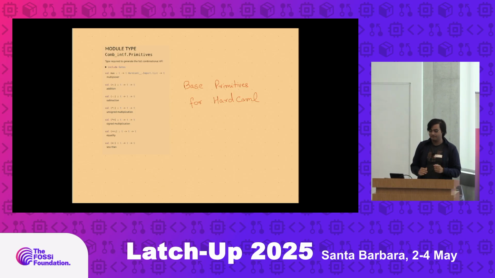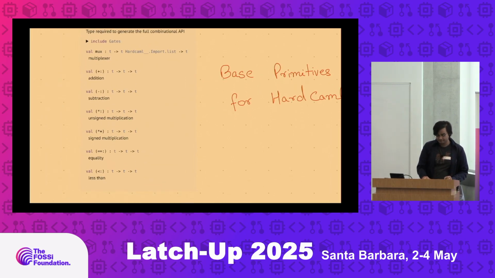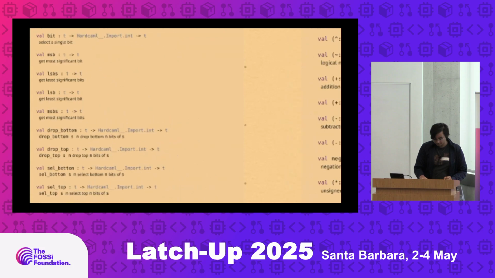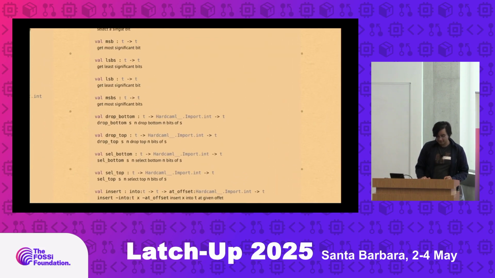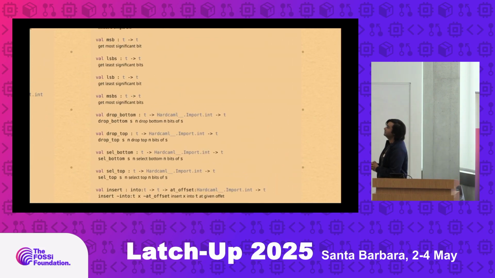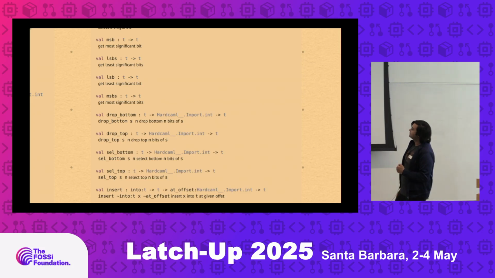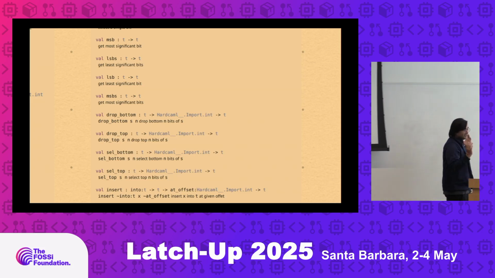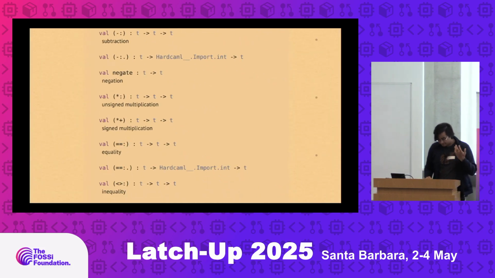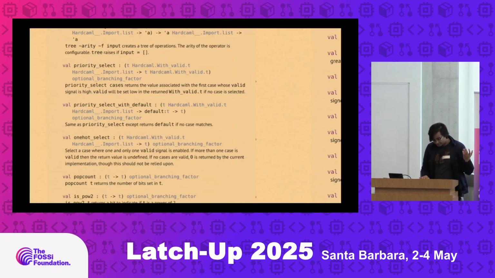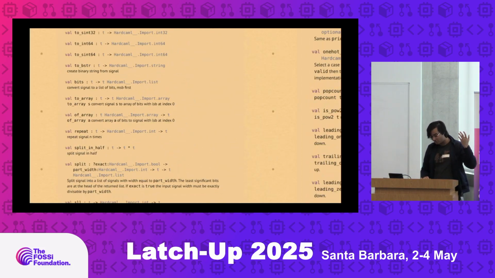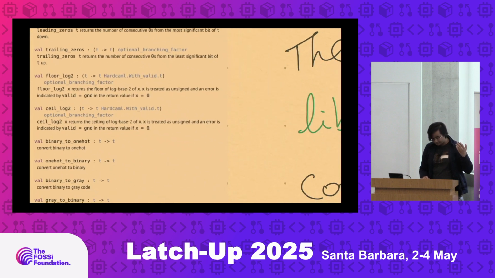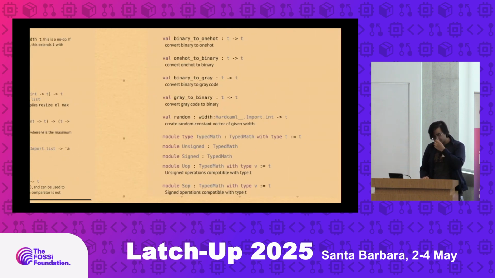Can you just zoom in on one of those? Yeah. Down at the bottom. Sure. As an example of what you've done here. So here's selections, LSBs, MSBs, drop top, stuff like that. And there's tons of them. There's arithmetic operations. There's conversion operators, splitting, and so on. All of these are defined in terms of the original stuff.